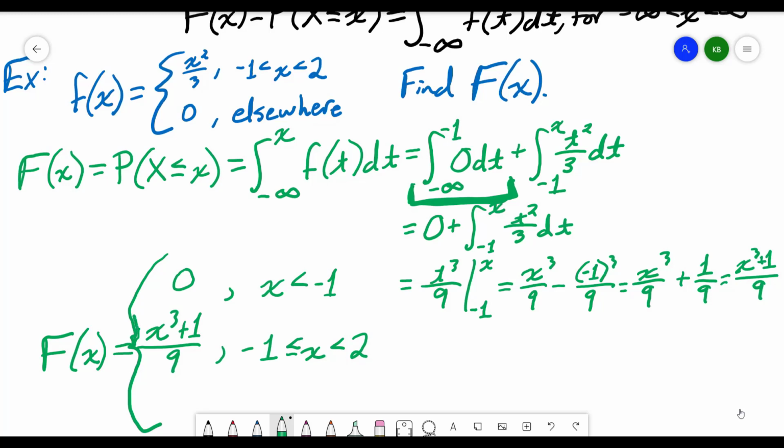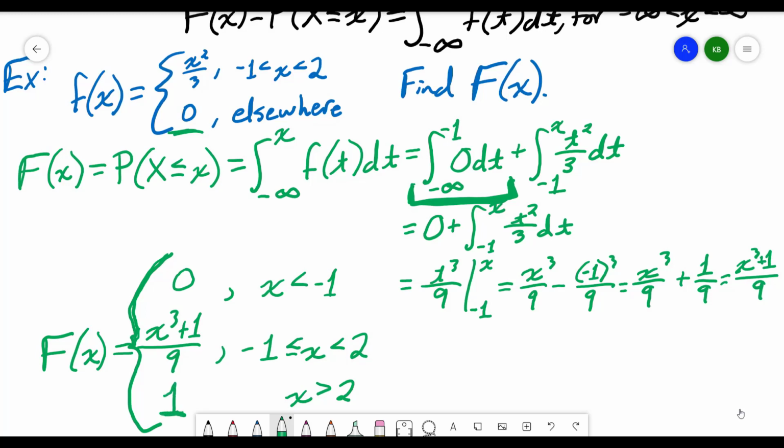And now I also need to deal with x values greater than 2. Let's take a look and see what happens if I plug in 2. Well, my density function takes on a value of 0 if it's greater than 2. So that means it's no longer contributing anything to this cumulative distribution function. Remember, the cumulative distribution function is the total probability. So if the density function is no longer contributing anything after x equals 2, then I need to have the probability all the way up to 1 by the time I get to 2.